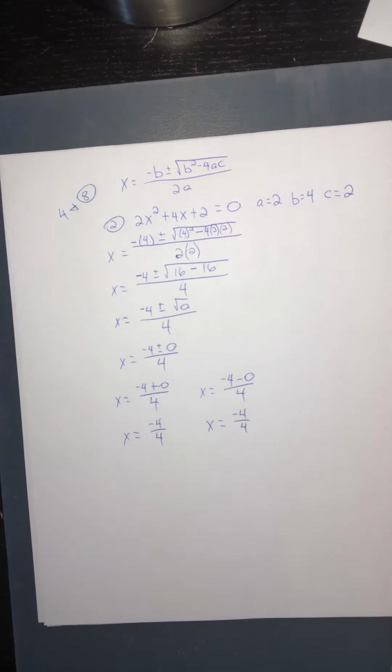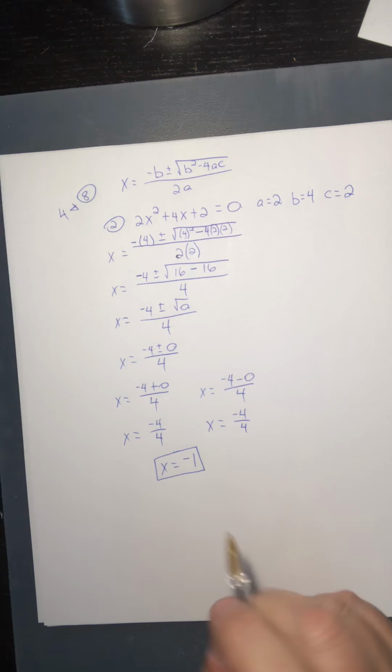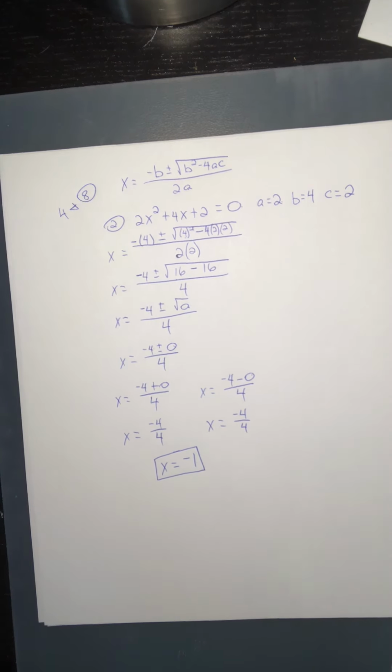So I'm only going to get one answer. Negative 4 divided by 4 is negative 1. If I did this one over here, I'm still going to get negative 1, but we knew we were only going to get one answer because my discriminant was 0. Not only was it only one answer, but it was one real number or real solution.